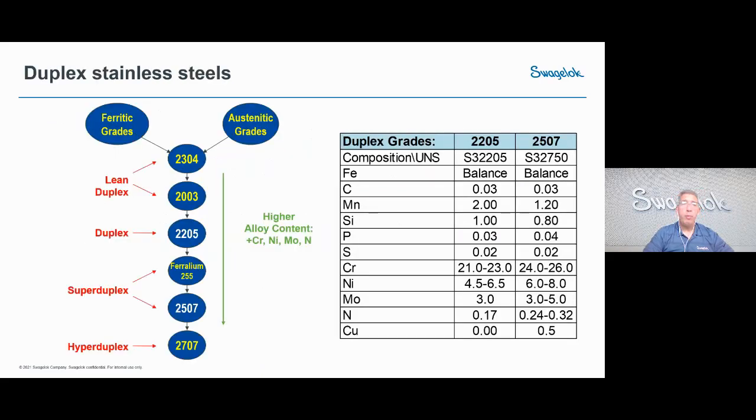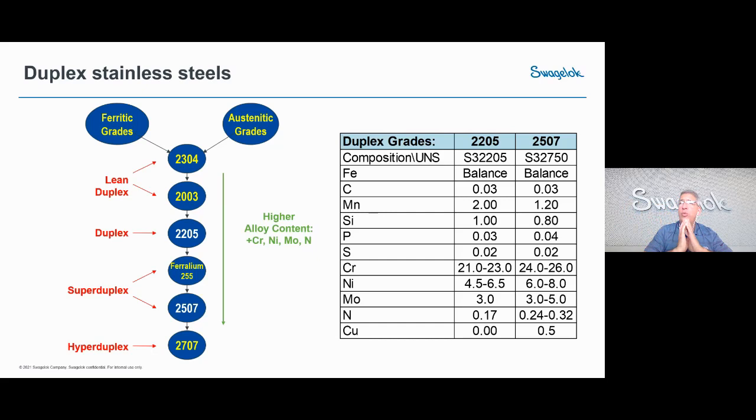And then lastly, the group of materials I wanted to wrap up the presentation with is our duplex stainless steels. So these, as I mentioned, are a mixture of the different properties from your ferritic and your austenitic grades of stainless steel. It's produced that way by controlling chemistry.